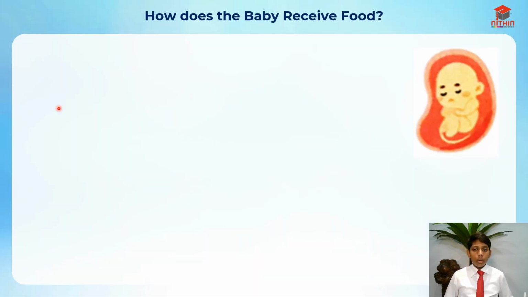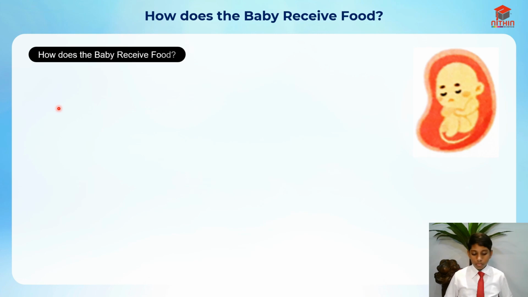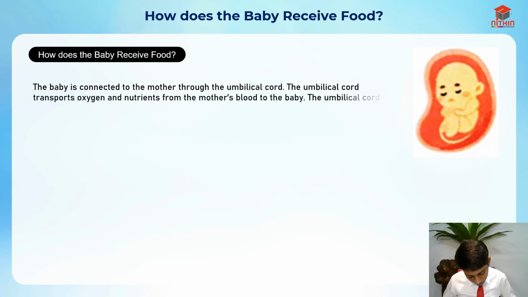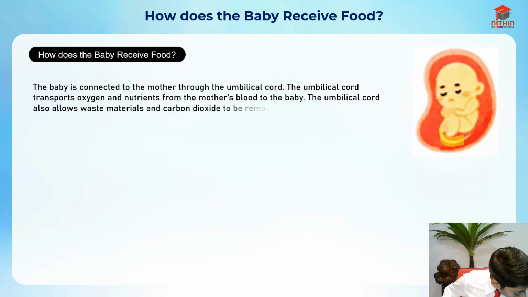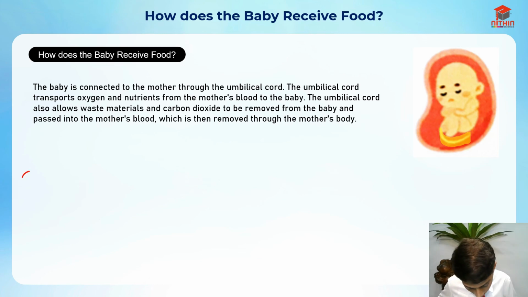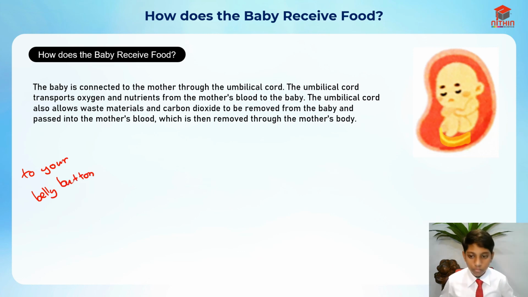Okay, so how does the baby receive food? The baby is actually connected to the mother through the umbilical cord. The umbilical cord is what I'm highlighting over here. See this? This is the umbilical cord. And you know your belly button, right? That's where your umbilical cord was connected. So this is where the umbilical cord is connected to.